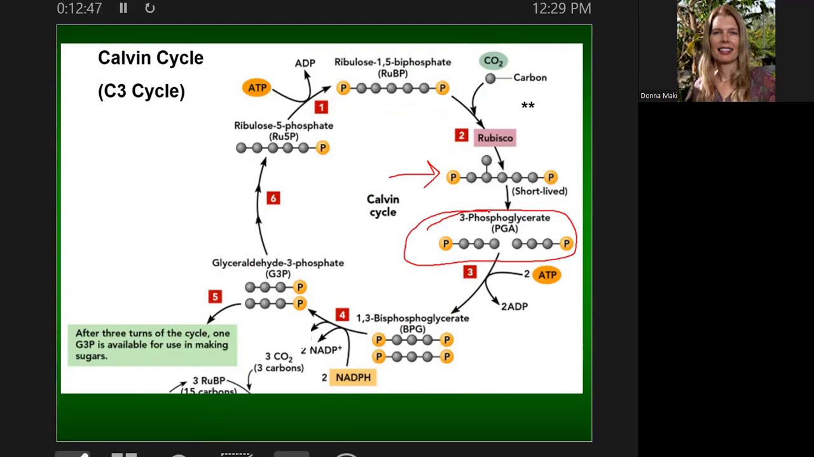All right, you don't need to know about the short-lived one. I'm not asking you to really think about that too much. But I do want you to know that the CO2 is reacting with RuBP and that the first product there will be the 2 molecules of PGA. They're 3 carbons each.